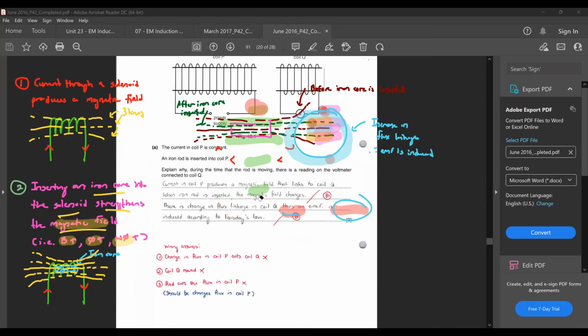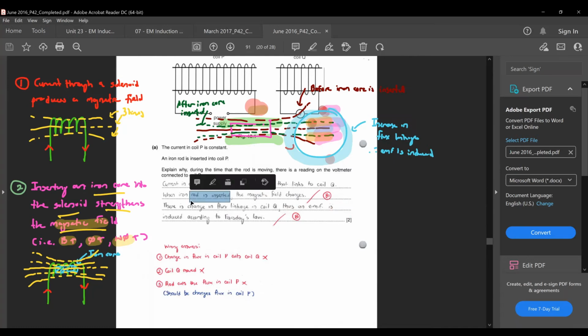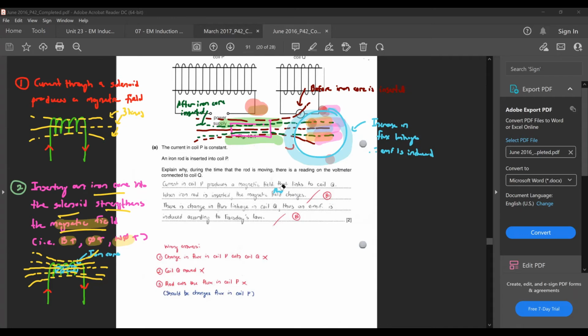You say that the current in core P will produce a magnetic field that links to core Q. When an iron rod is inserted, the magnetic field changes, or you can just say that the magnetic flux changes. This causes a change in flux linkage in core Q. Thus, an EMF will be induced according to Faraday's law. This EMF is what your voltmeter is measuring.